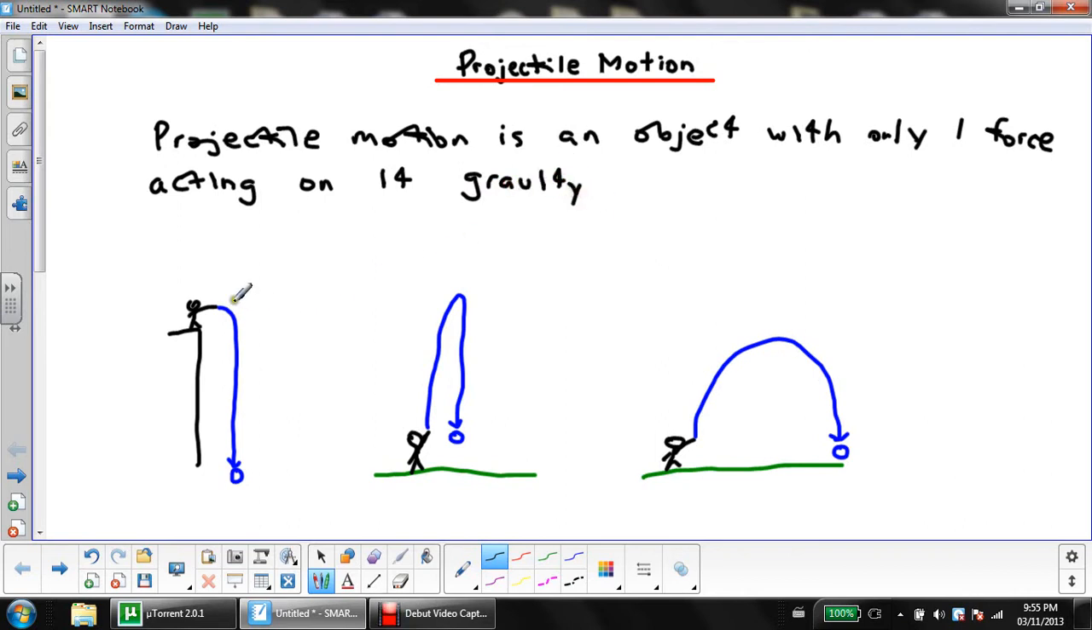Now, while I've been slowly writing that out, you've probably had a chance to look at these three pictures. A guy dropping a ball straight down, a guy throwing a ball straight up and it coming straight back down, or a guy throwing a ball at some angle up and then it lands far away. All of these are examples of projectile motion. All of these, the only force acting here, here, or here is the force of gravity.